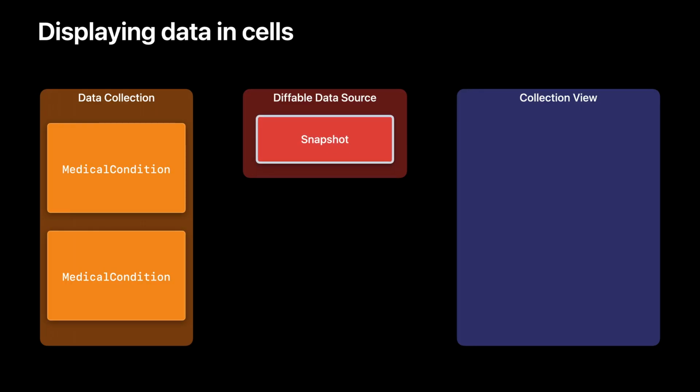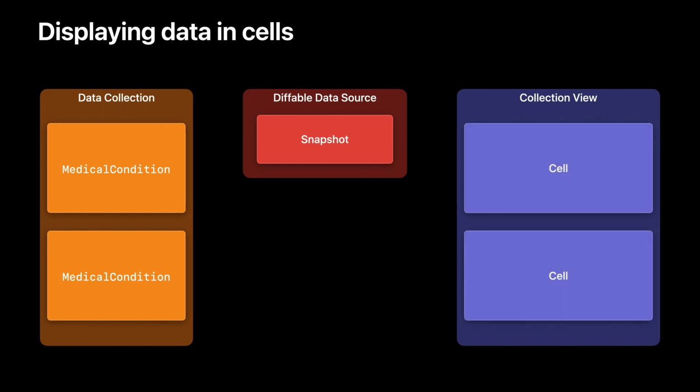It's important that the diffable data source snapshot contains the unique identifier of each medical condition, and not the medical condition objects themselves. This ensures that the diffable data source can accurately track the identity of each item and compute the correct changes when new snapshots are applied later. By applying a snapshot with these item identifiers to the diffable data source, it will automatically update the collection view, which will create a new cell for each item. Each cell is configured to display one medical condition using a SwiftUI view in a UIHostingConfiguration.